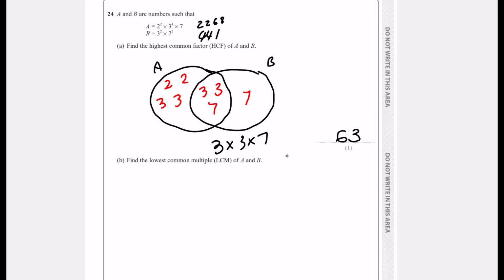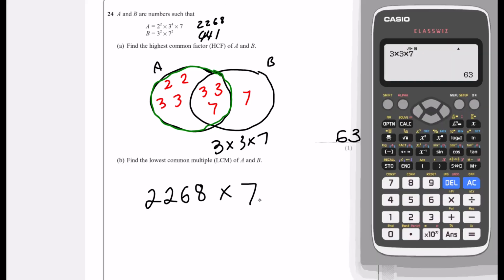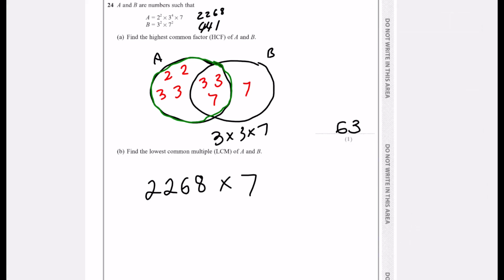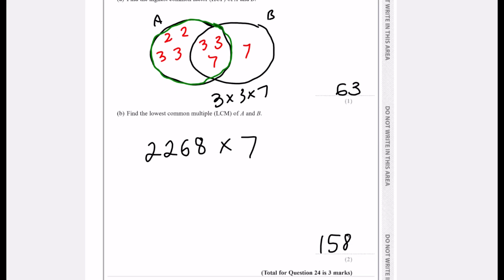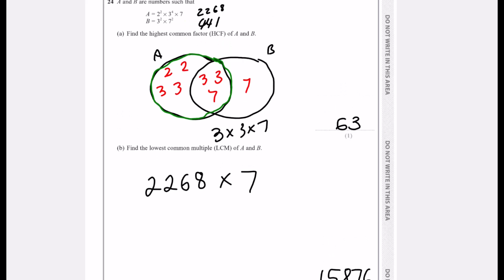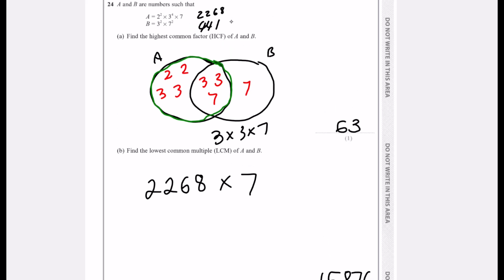So we can say it's A, which is all of these numbers multiplied together, and then times 7. So it's 2,268, which we've already worked out, times 7, which is 15,876. So the smallest number in both of these times tables is 15,876.